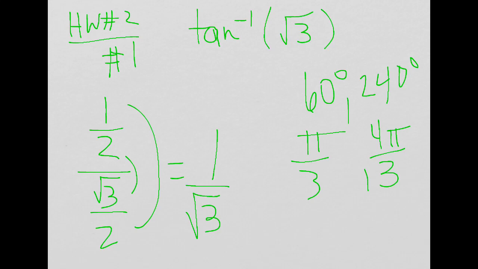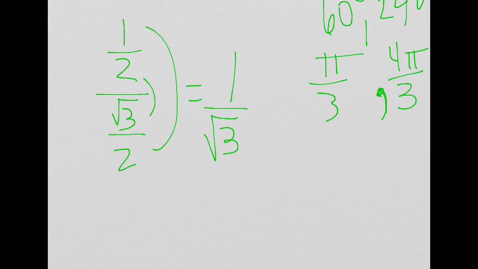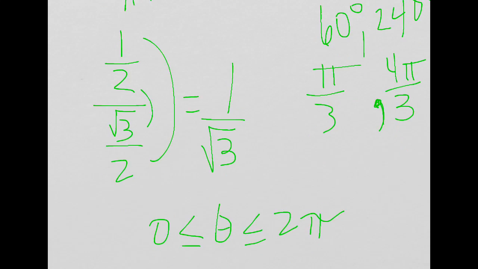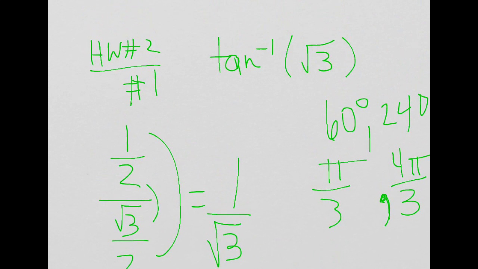So if we have a problem like this and it doesn't specify which quadrant, we have to do both. It'll tell you where theta's from 0 to 2 pi. And that means all the way around the unit circle. So you've got to tell me both angles. Tell me what two angles give me a tangent of √3.